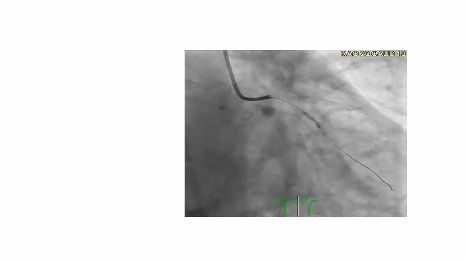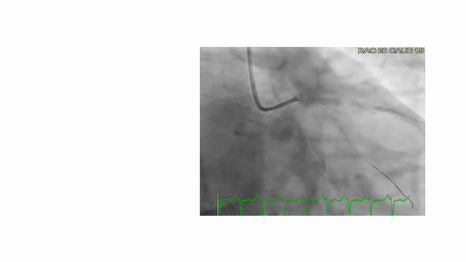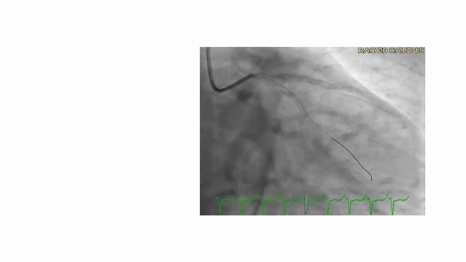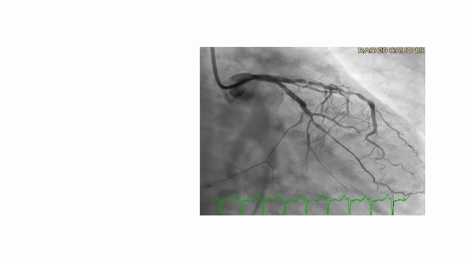So we balloon it, and you can see when we put the balloon down, it just doesn't dilate. And that's because of that calcium, it's like a concrete pipe. So we go to high pressure, and eventually that yields. You get a good result. And then because we're worried about the LAD, we fix that too.